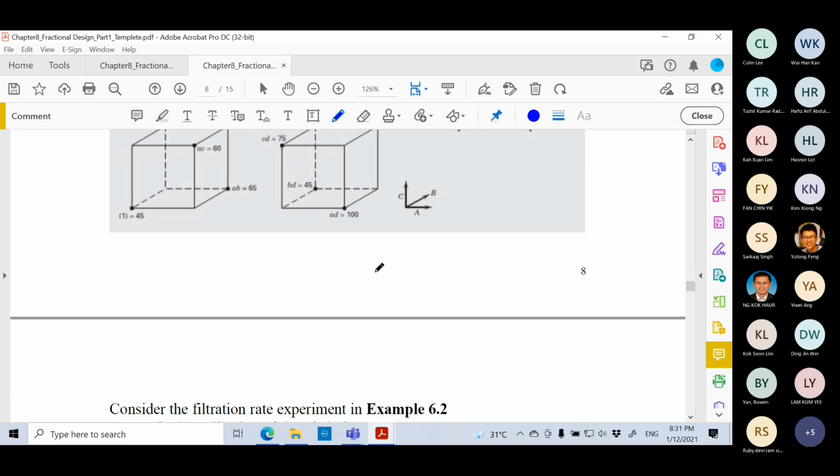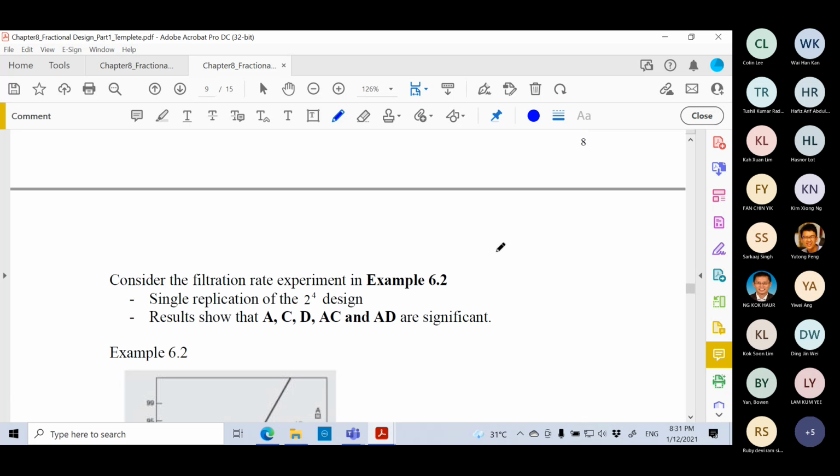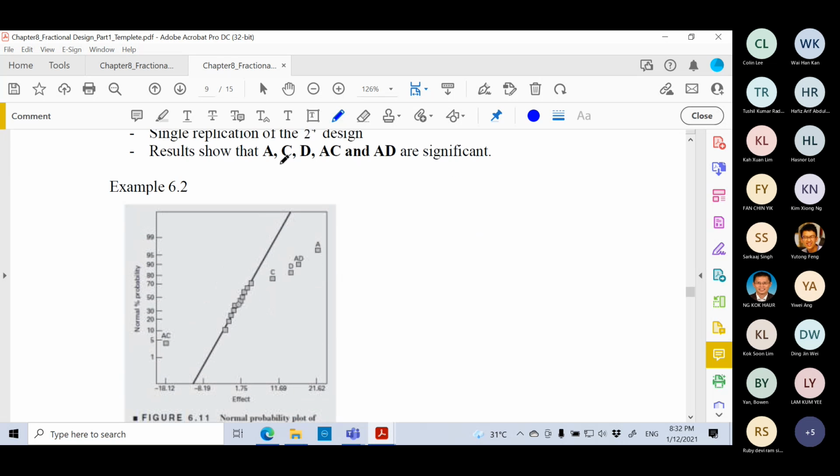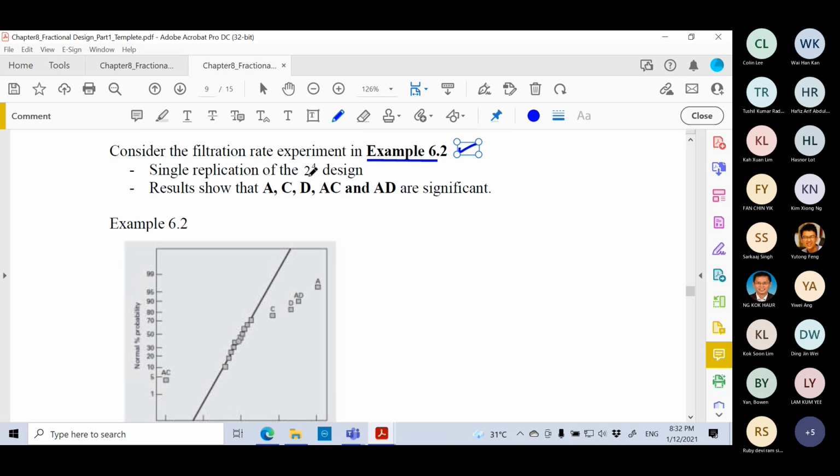So as a summary, I show it to you here. We consider the example in 6.2 because this question will be similar to example 6.2. You can check back your chapter 6, example 6.2. We have run the single replicate of the 2 power 4 design. We run the full factorial design, the 2 power 4. And then we plot the graph here, the normal probability plot. We get the result. It shows that A, C, D, AC, AD are significant. So this is if we run the full factorial design. This is the result we obtain.